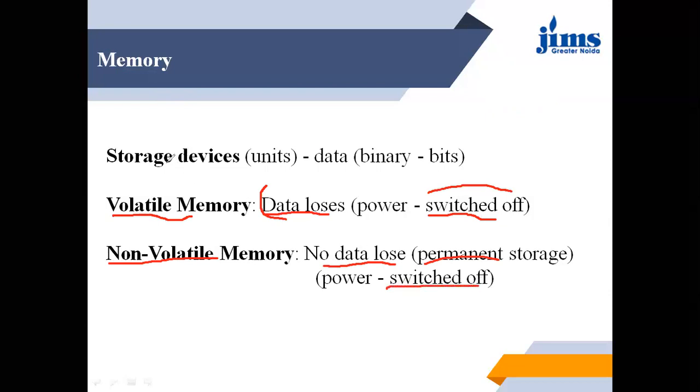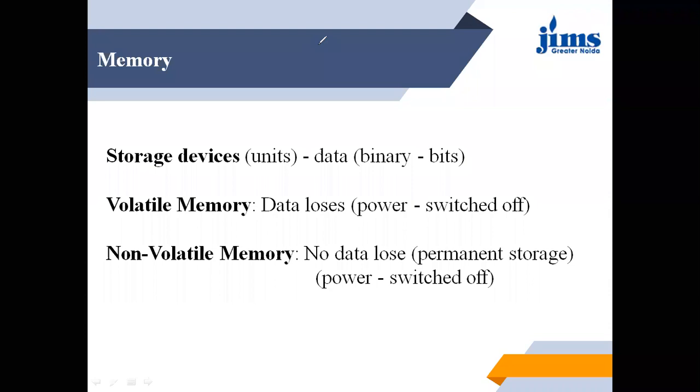So a storage device is a collection of units in which we can store binary data. These are of two types: volatile memory and non-volatile memory. In volatile memory, data is lost when we switch off the computer, but in non-volatile memory, data remains permanent.